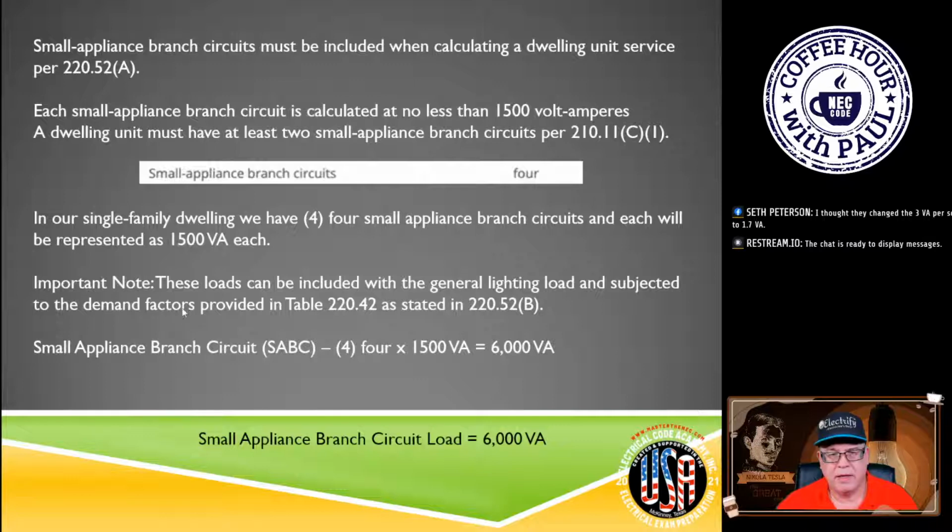And these loads can be included in the general lighting load and subject to demand factors provided in 220.42 if we were doing the standard method, right? We got all those rules that you'd have to follow for that method. But we're doing the optional method. So bear with me. We're going to take that 6,000. So that's where it differs. The important note starts to differ a little bit from the standard method. It's a little different in how we approach this. So we want to write this down, 6,000.